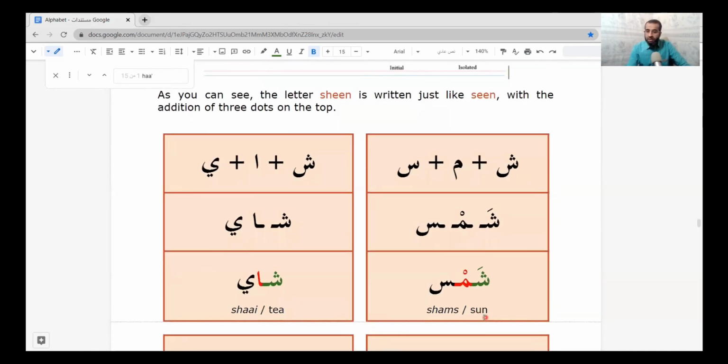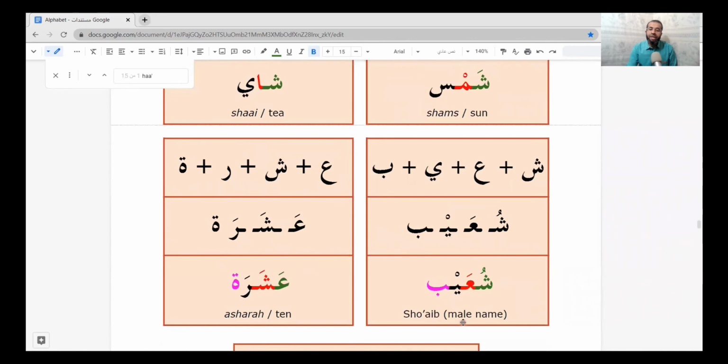This word is sun. Three dots. Sheen, meme, and seen. Sheen has fatha, the meme has sukun. Shams, sun. And this. Sheen, alif, ya. Sheen here is followed by a long vowel. So we say shay, tea.